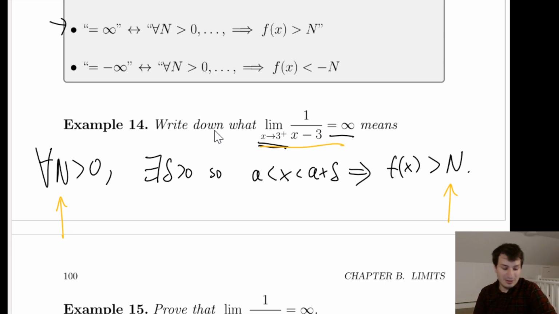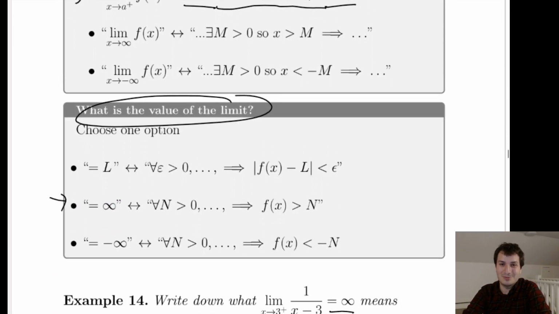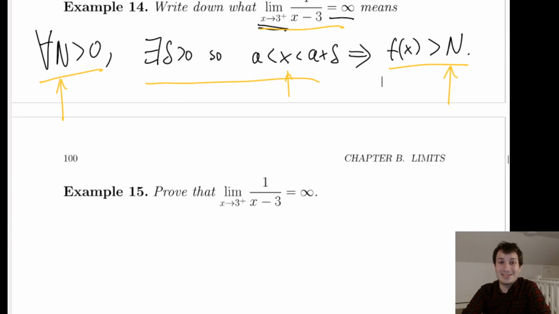And it's saying, no matter how big you want to get, as long as the x values are that close, but a little bit bigger than a, the x values have to be a little bit bigger than a, then f of x will be bigger than n. That's what it means. Okay. And you can do this in all sorts of ways. There's 15 possible ways.